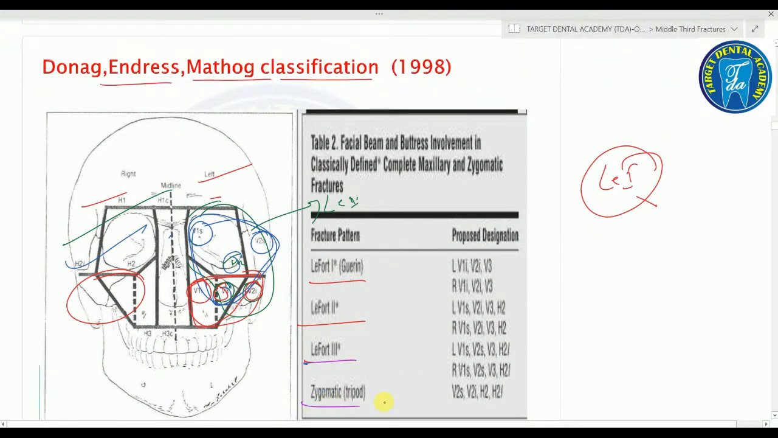Now coming on to the zygomatic or the tripod, it involves the V2S, this area, V2I, this area, and H2, this area, and H2I, this area. It involves this area, that is why it is called as tripod.